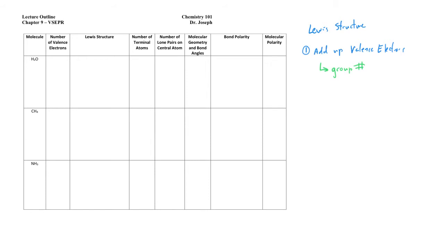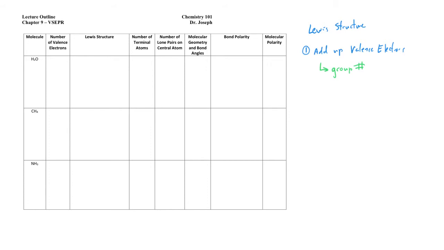And this will be the number of valence electrons that we have to work with. We can't have any more or any less in our structure. So let's look at the first example I have over here, which is the water molecule. Water has the formula H2O. So we have to add up all the valence electrons in water.